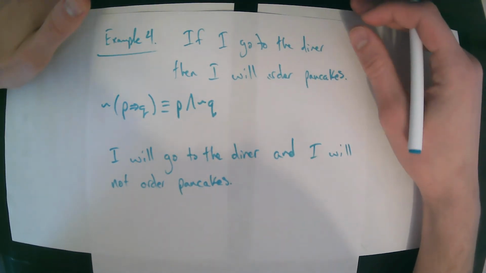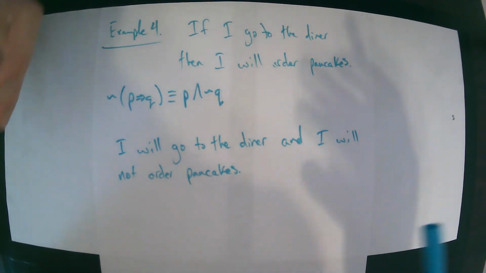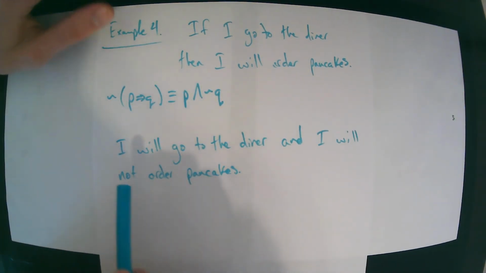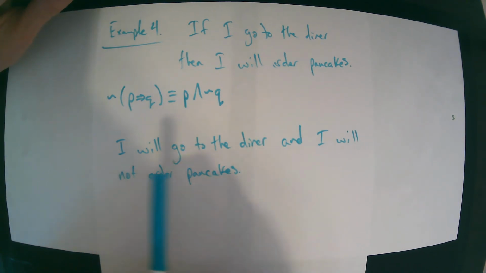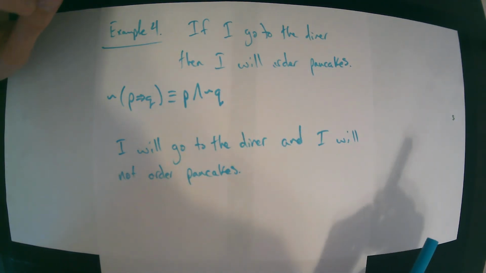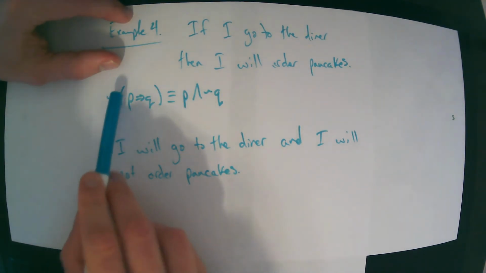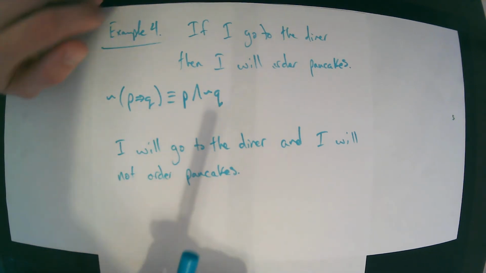And I say that out loud, and everyone's confused, so I say, okay, instead of me saying it is not true that if we go to the diner, then I will order pancakes, I'll give you a different way of saying that. What I want to say is, I will go to the diner, and I will not order pancakes. I think that is simpler to understand than putting a negation at the front of a conditional. Okay.